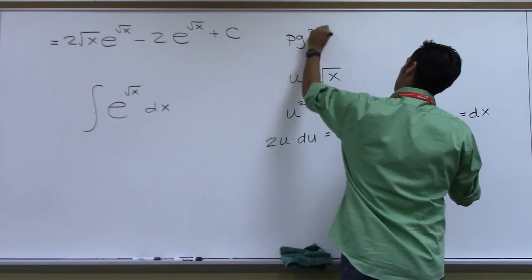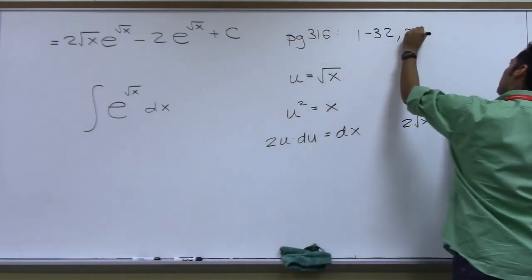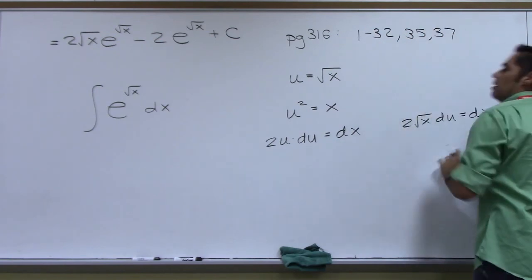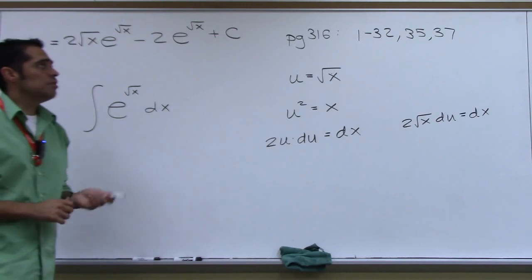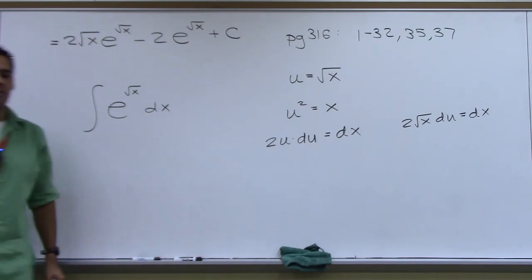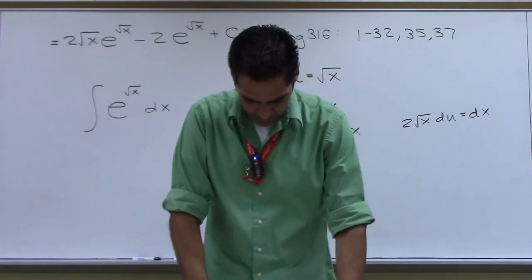Page 316, 1 through 32, 35, and 37. You can do 1 through 32. I've shown you everything you need to do 1 through 32. 35 and 37, those might take a little more effort.